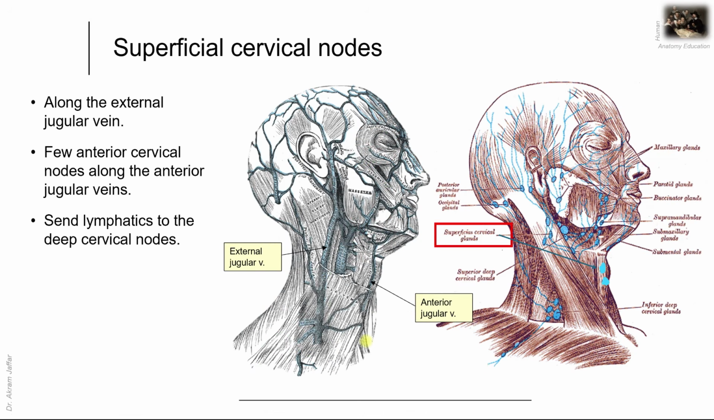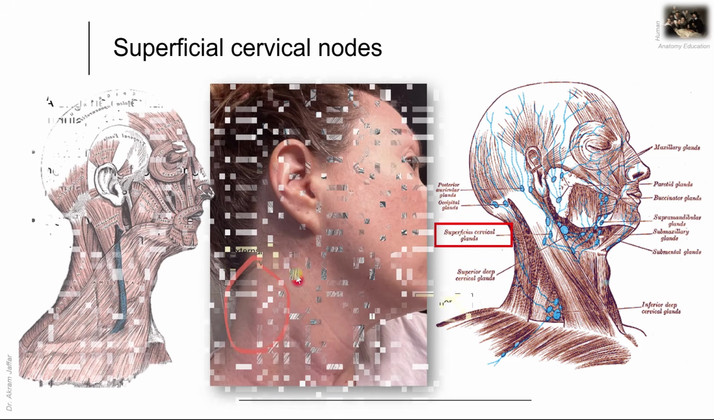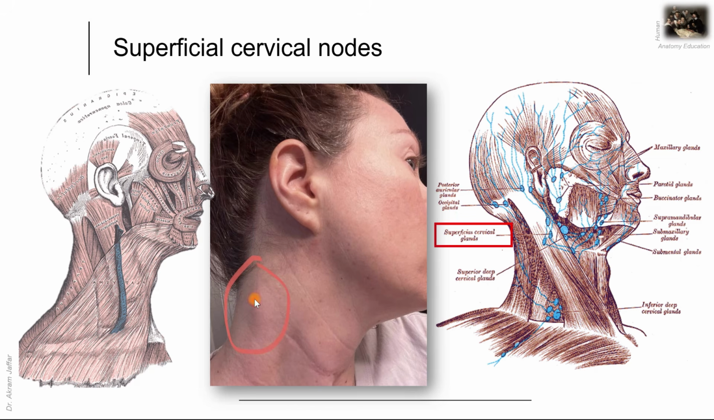Now, lymph nodes are either superficial or deep. So the superficial cervical nodes lie along the external jugular vein. This is the external jugular vein, which is located superficial to the sternocleidomastoid muscle. In addition to these lymph nodes along the external jugular vein, there are a few lymph nodes located in the anterior triangle of the neck along the anterior jugular veins, and both of them send lymphatics to the deep cervical lymph nodes.